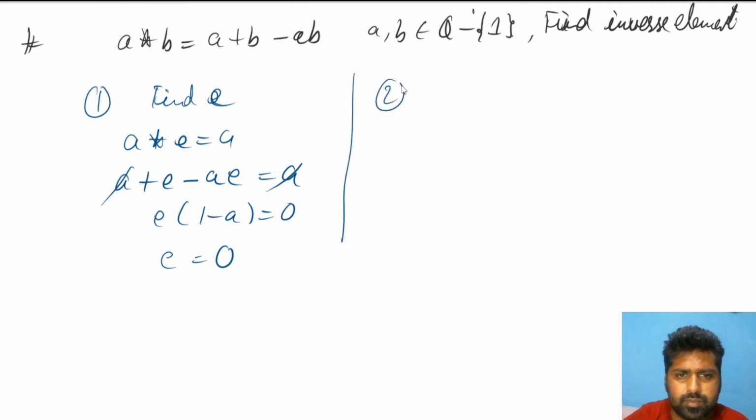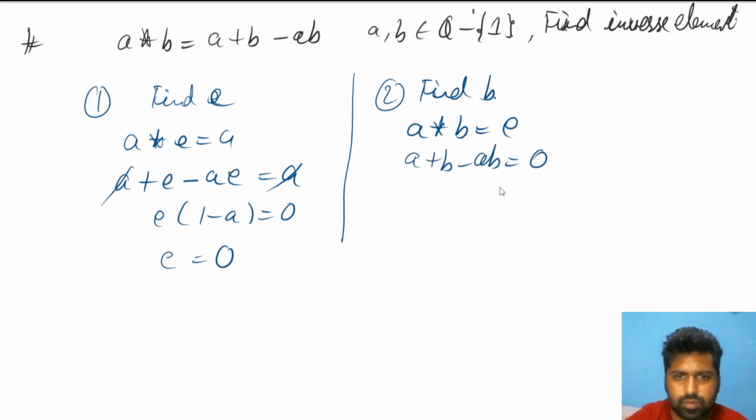Alright. Step 2, find B. From where? A star B should be E. We have E. So A star B is A plus B minus AB is equal to E, which is 0. We have to find B, so take A on the other side. So B times (1 minus A) is equal to minus A, and B is minus A upon 1 minus A.